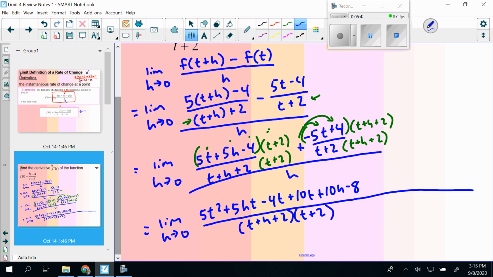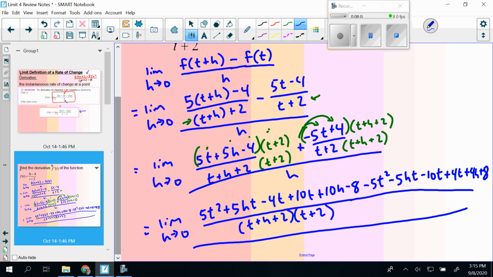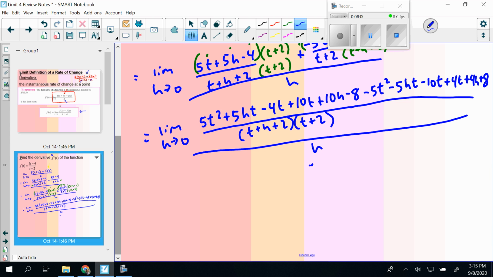So we're going to end up with minus 5t squared minus 5ht minus 10t. And now multiply 4 through by everything, so plus 4t plus 4h plus 8. And this is all still over h. All right, so we should see some stuff hopefully simplify here.